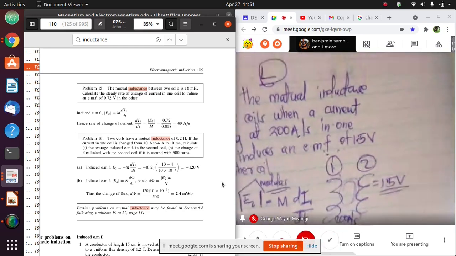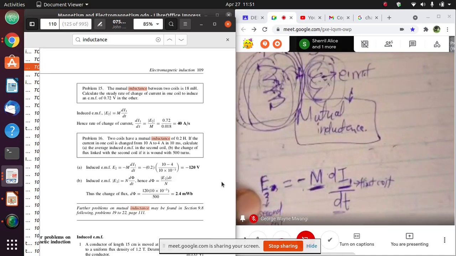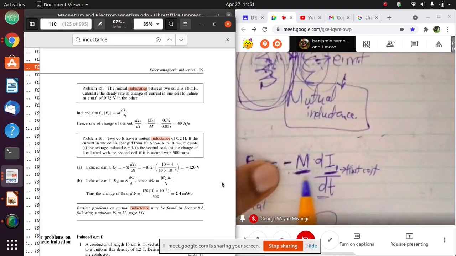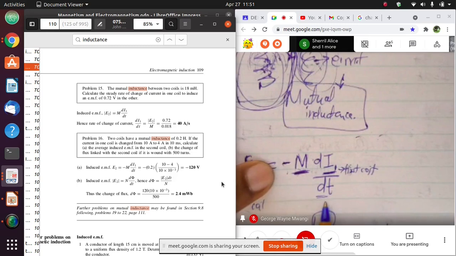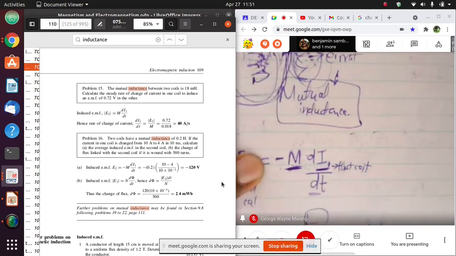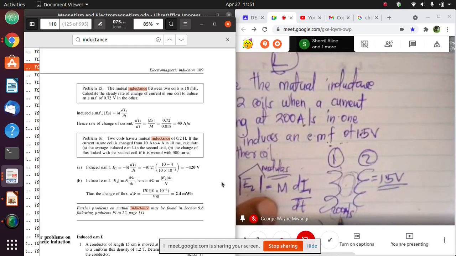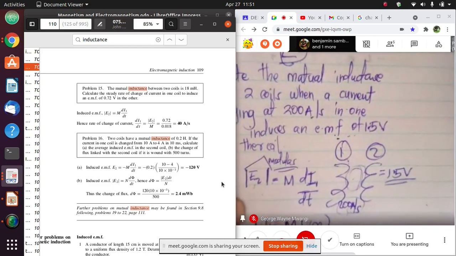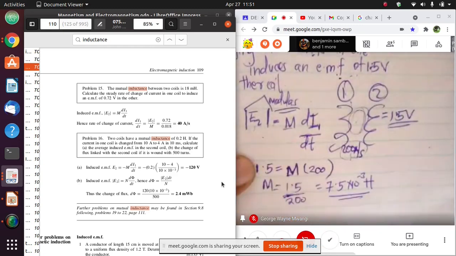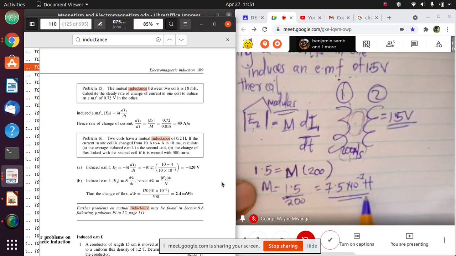Remember, the formula is given by E2, the EMF induced in the second coil, is given by the mutual inductance multiplied by the change in current in the first coil with respect to time. We have already been given the change in current with respect to time as 200 amperes per second. We've been told that 1.5 volts is induced in the second coil, so we already have that 1.5. So what we are looking for now is the mutual inductance. So the mutual inductance will be 1.5 divided by 200, giving you the answer of 7.5 times 10 raised to power negative 3 Henry.